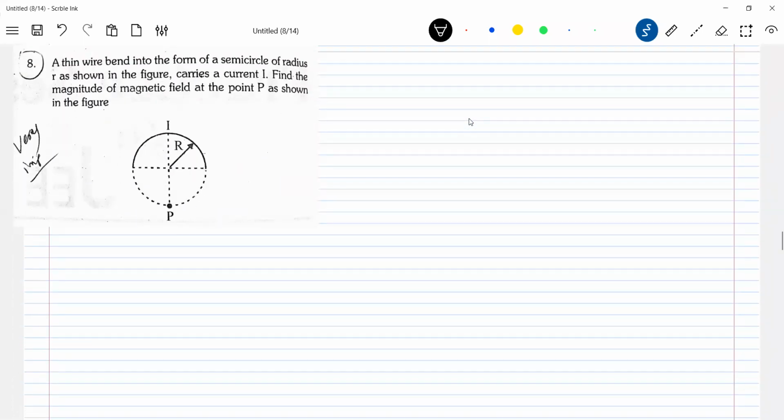A semicircular wire. Current, you can assume the current here, it's not mentioned. Okay, let it be in this direction. Instead of asking at the center of the semicircular wire, it is asking at point P. This is the O. Okay, try this. I think guessing is not possible. We should fight with the mathematics.